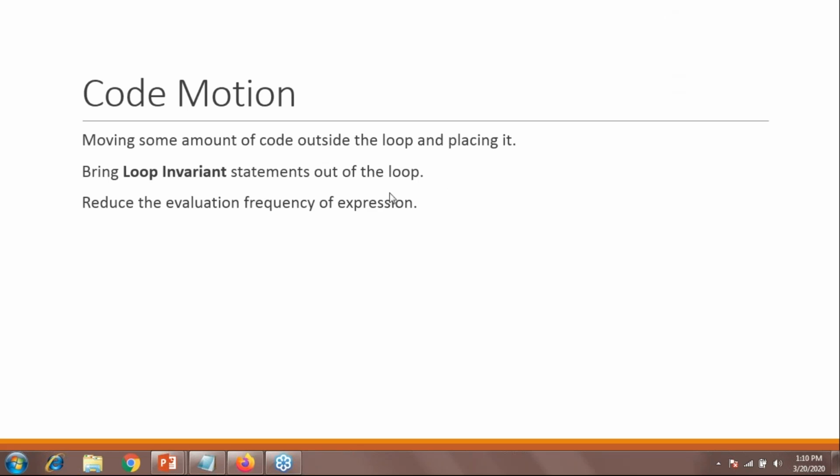Okay. So let's start with code motion. It is nothing but moving some amount of code out of your loop. This type of process is also known as loop invariant, right? Code which is irrelevant to my for loop, I can easily remove or move from the loop in my program.